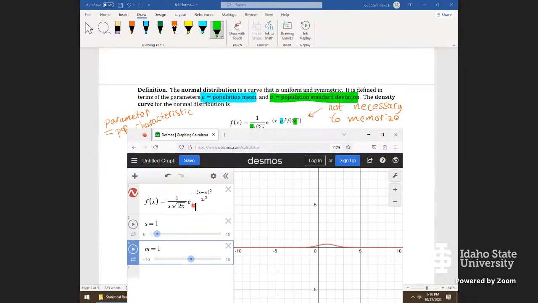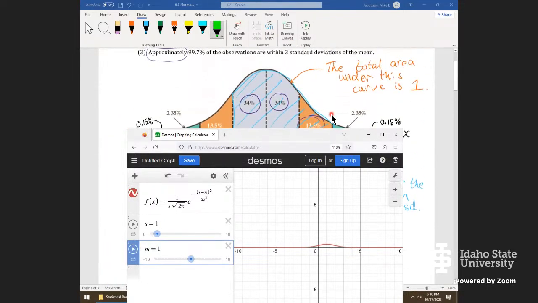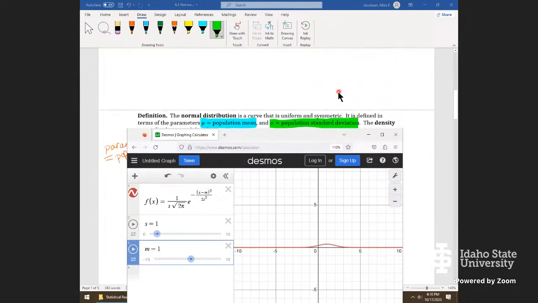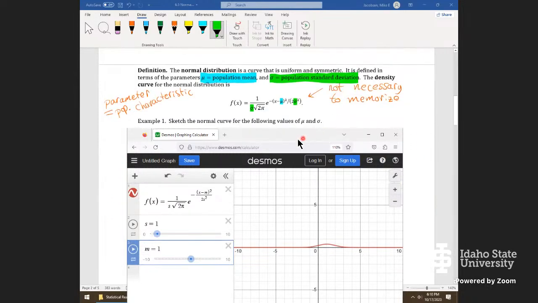In Desmos, here's the same plot where I put S as 1, M as 1. And it doesn't look too inspiring, right? My plot looks sad. It should look like this right here. So this is kind of the challenge sometimes of drawing these by hand. It's hard to say, well, what should it even look like? Let's come back down here and see if we can fix this.